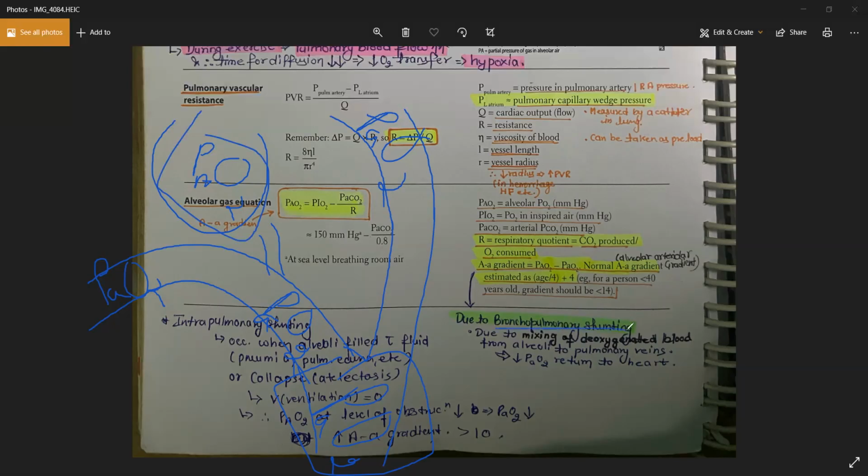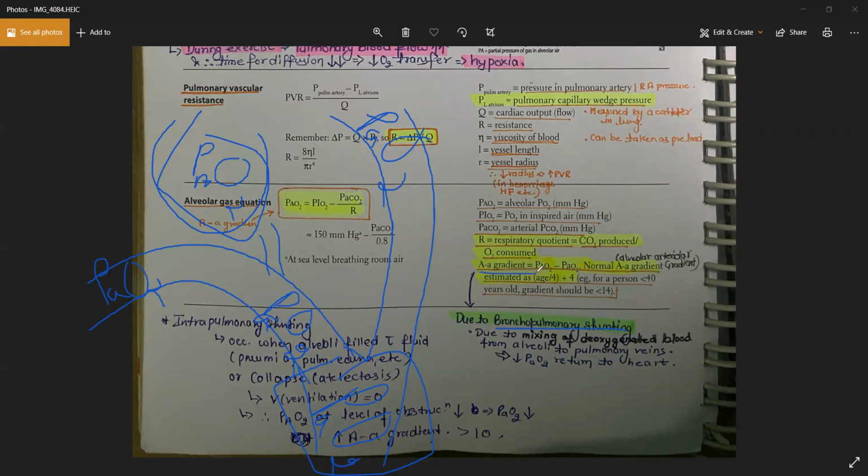Okay, a shunt is there which does not pass blood through the airways, and as a result, this deoxygenated blood will remain deoxygenated, right? This will mix with the oxygenated blood and make it more deoxygenated. You will get a difference between the PaO2, which means the blood in the arteries, and the air in the alveoli, and you will call it the AA gradient.